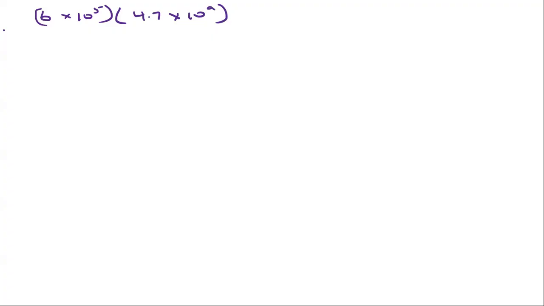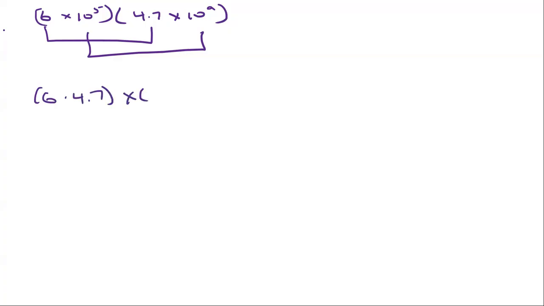What you want to do here is multiply the ones with no powers together, and then multiply the ones with powers together. So if we put this in the calculator, 6 times 4.7. Again, I'm going to multiply these together, 6 times 4.7. And then multiply the ones with powers together, that's 10 to the 5th times 10 to the 9th. If I multiply these together here, I'm going to get 28.2.